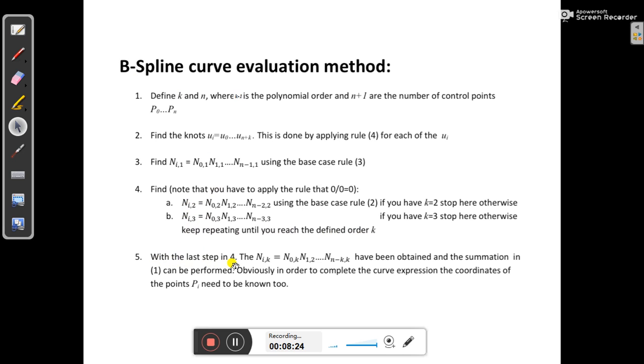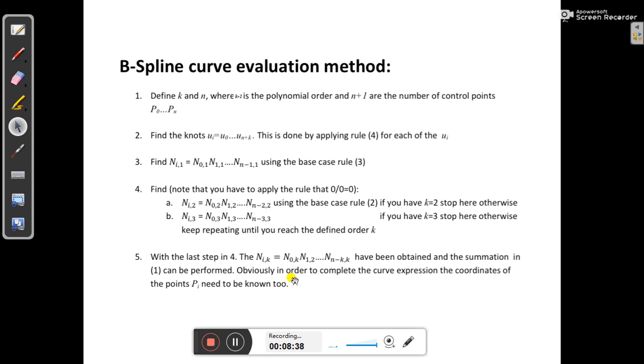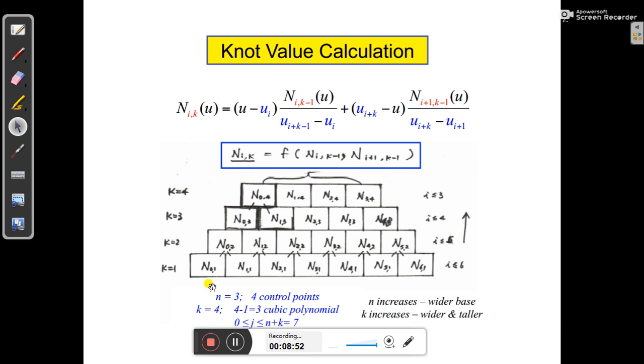With the last step in 4, once the Nik values have been obtained, the simulation in 1 can be performed. Obviously, in order to compute the curve expression, the coordinates of the points Pi need to be known too. So we will go through the equation and through an example, then we can understand.